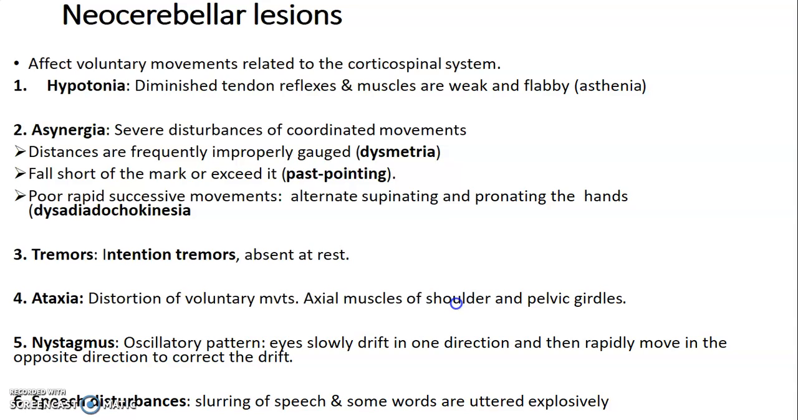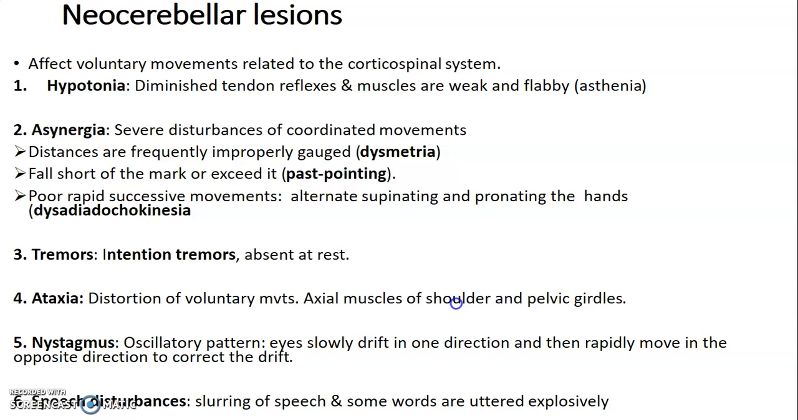So we have what you call past pointing, when you ask somebody to point at the tip of their nose and also point at the tip of their finger, holding their finger in front of their eyes. So they may overshoot the finger or the nose. So that's what you call past pointing.